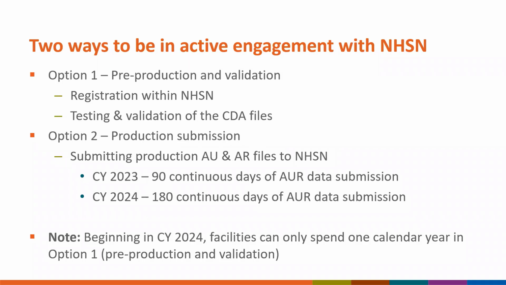So the facilities could attest next year to just being in option one, pre-production validation, and they would not need to submit production data yet. But if they do that in calendar year 2024, attest to option one, then in 2025, they have to move to production submission. That was included in the most recent CMS rule, where facilities can only spend one calendar year in option one.